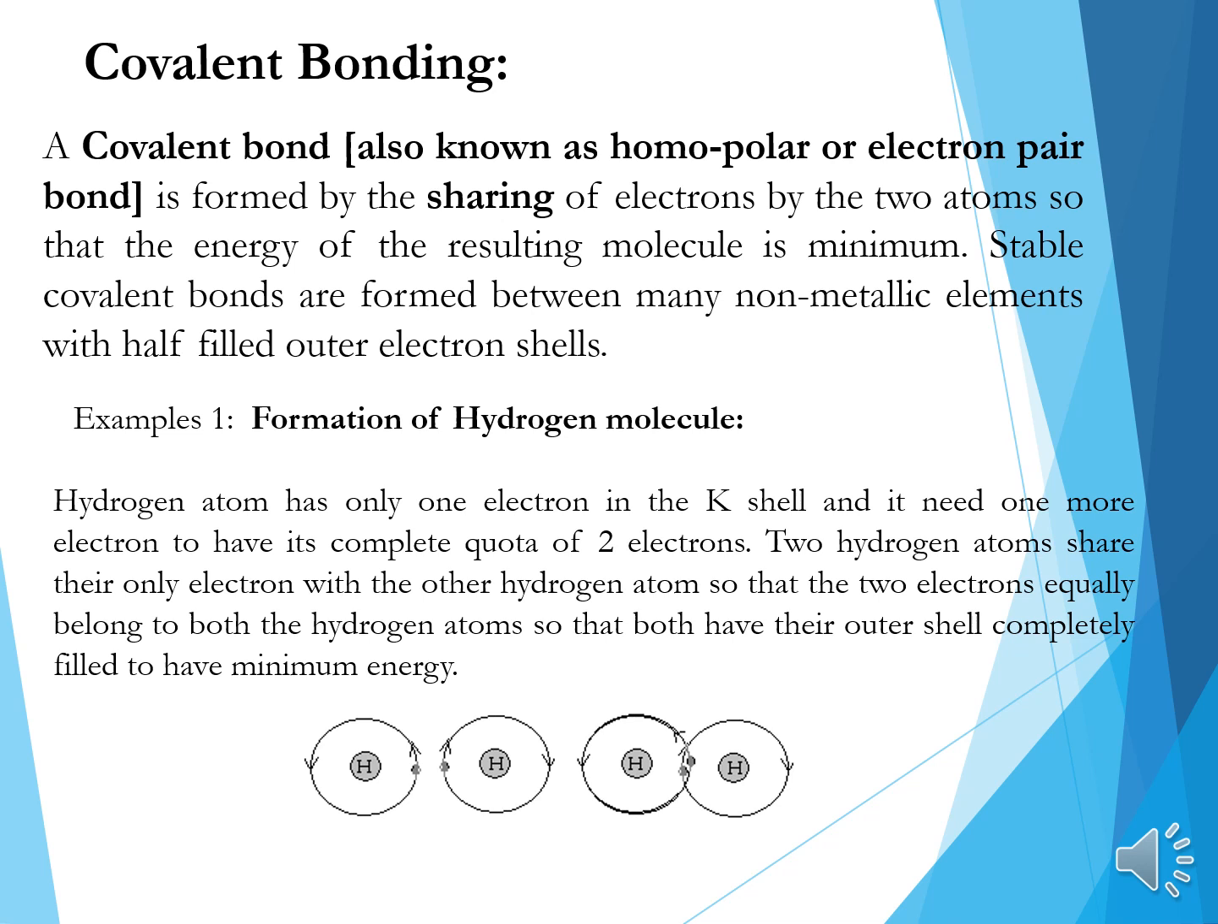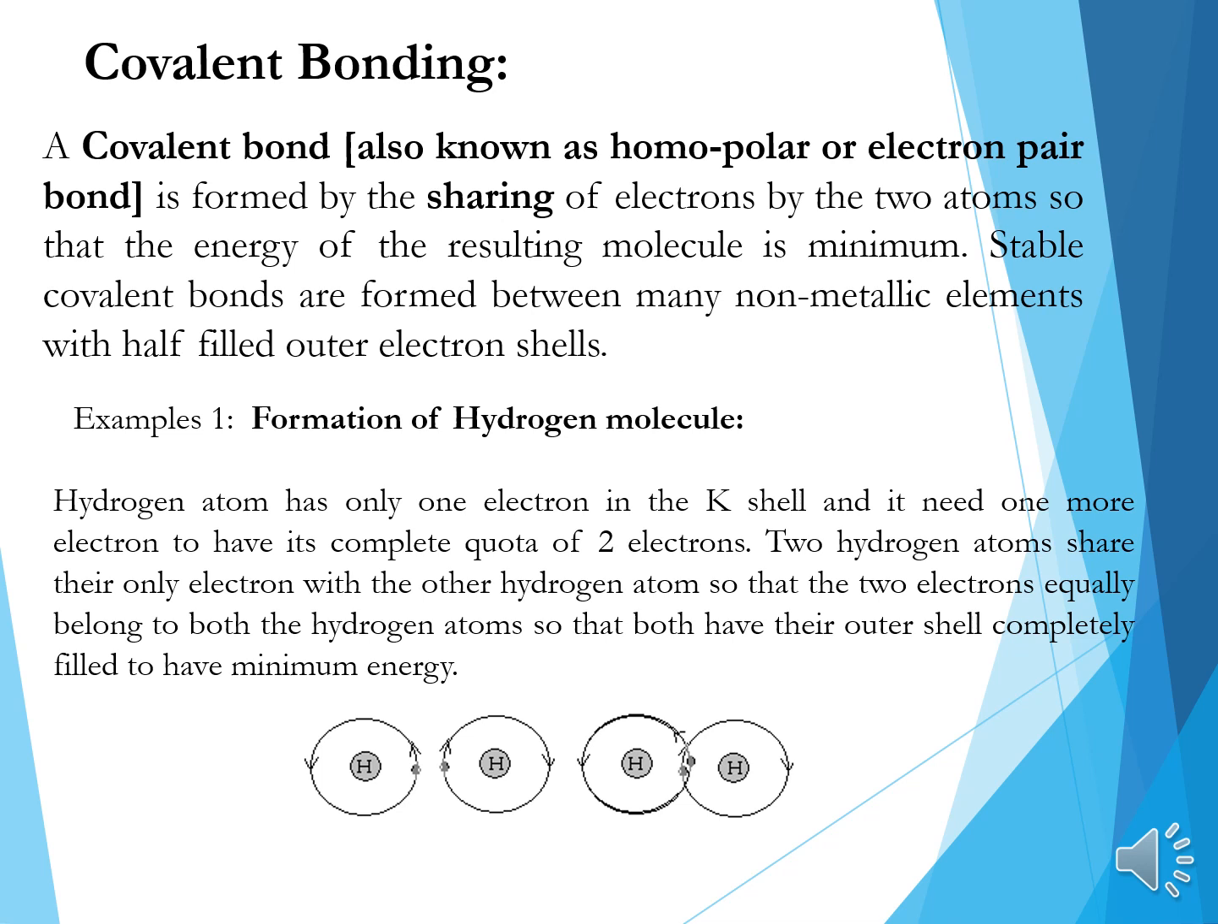Now let us see covalent bonding. A covalent bond, also called a homopolar or electron pair bond, is formed by sharing of electrons by the two atoms so that the energy of the resulting molecule is minimum. Stable covalent bonds are formed between many non-metallic elements with half-filled outer electron shells.